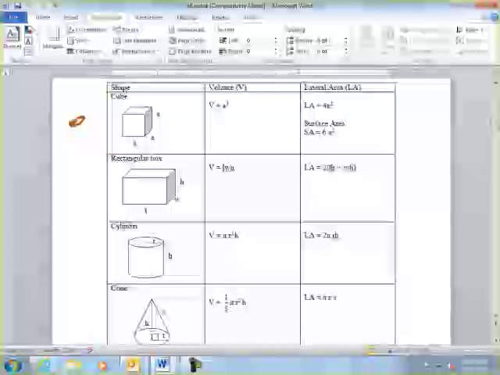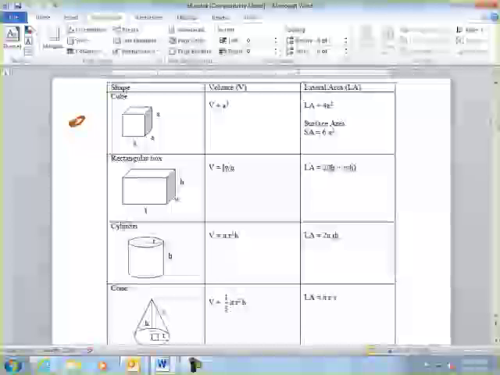Your packet. When it comes to the test on Monday, or quiz, or whatever we want to call it, next Monday, you will need to know the volume formulas. I will give you the lateral area formulas. So you do not need to memorize the lateral area. You do need to memorize the volume formulas for the quiz on next week, Monday.